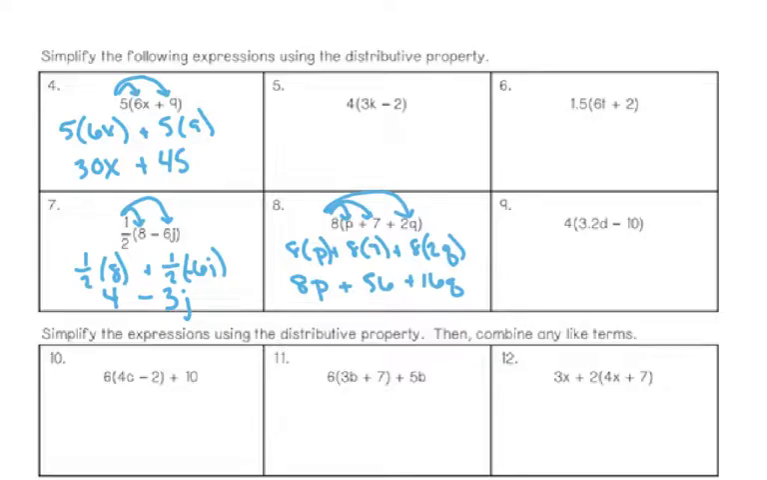Go ahead and pause the video and try 5, 6, and 9 on your own. Press play when you're ready to check with me.